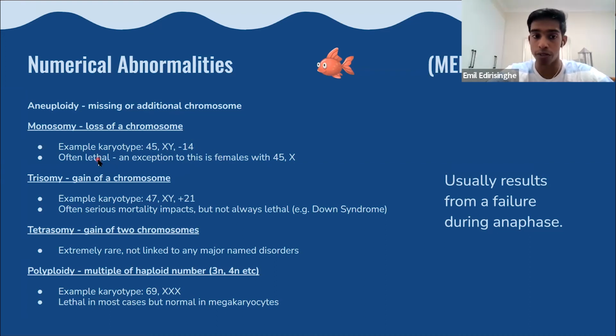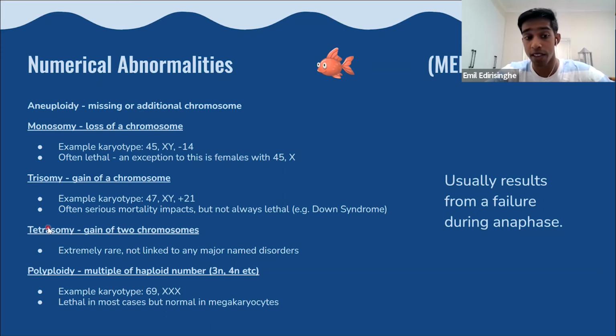These are often lethal, but an exception to this is 45X, which we'll talk about a little bit later. Then there is also trisomy. This one is much more common and it usually is not lethal. Babies can actually survive with trisomies. A really good example is Down syndrome, as we've already talked about, and you probably already know about. Often there are very serious mortality impacts, but it's not always lethal. We'll talk about a few examples of trisomy where it is not lethal.